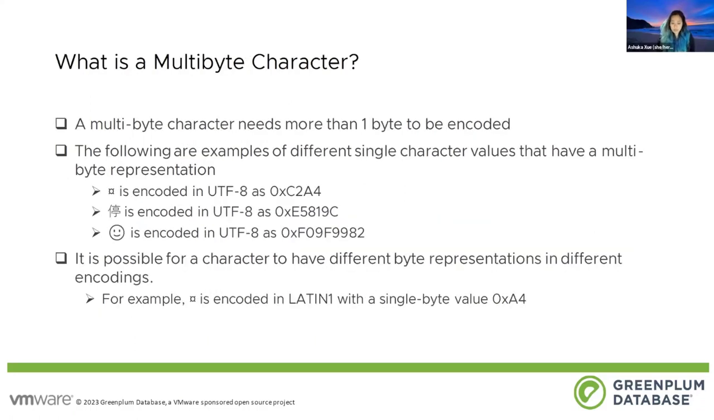What is a multi-byte character? A multi-byte character needs more than 1 byte to be encoded. For example, in UTF-8, the currency symbol is encoded as a 2-byte character, C2A4. Emojis are 4 bytes, and the Chinese character ting and other Chinese characters are encoded as 3 bytes. To add a layer of complexity, it's actually possible for a character to have different byte representations in different encodings. For example, the currency symbol is encoded in Latin-1 with a single byte value, A4.